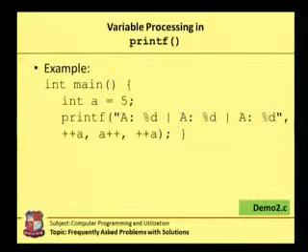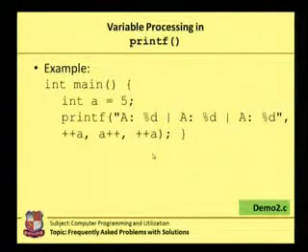The next example I have on screen is an example of printf. In my program, variable a is initialized with value 5 and I want to print its value using some pre and post incrementing operators. So my printf statement contains %d, %d and %d. The first value is given using plus plus a. The second value is given using a plus plus, and the third value is given using plus plus a.